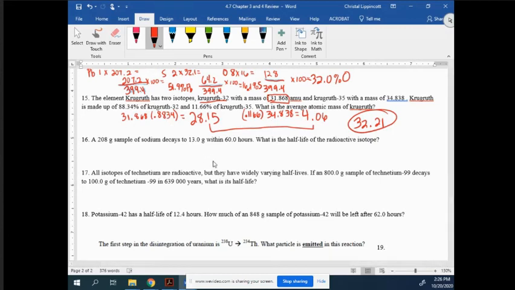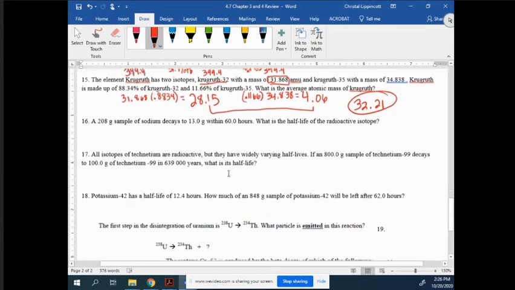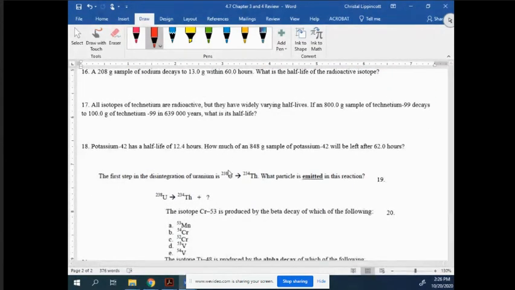All right, so the next one is half-life. We have a 208 gram sample. It's going to decay to 13 grams in 60 hours. They want to know what the half-life is. So if I take 208 and I divide that down, 104, I divide that down, 52, I divide that down, 26, and that divides down to 13.